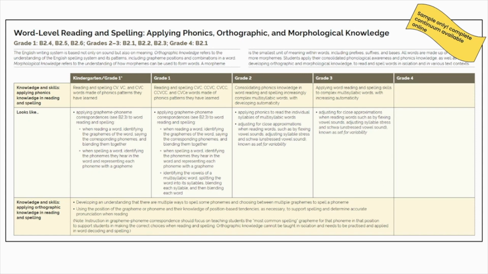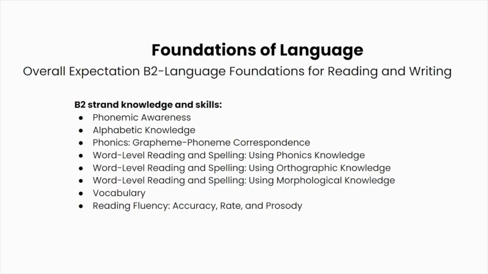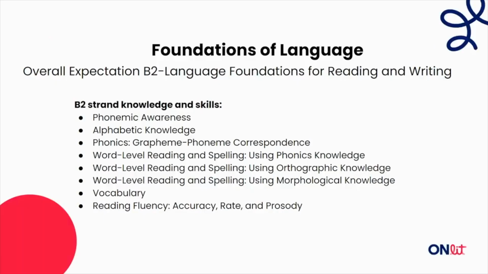When we open the appendix, we find a chart with all the mandatory learning for each of the areas of knowledge and skills described previously. This is a sample of the word-level reading and spelling. For the chart's purpose, applying phonics, orthographic, and morphological knowledge have been combined. We will now go through each of the skills individually to review what they are and why they are important for reading and writing.